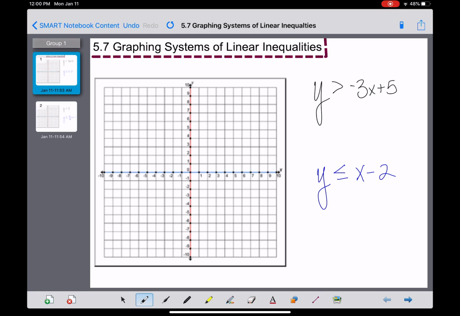I'm starting on the y-axis at 5. And then my movement is down 3, right 1, down 3, right 1. Remember, that is the same as going up 3, left 1. I do want to make sure that I am graphing a negative slope. Then we have two decisions to make. We need to decide, is this a solid or dashed line, and where we shade at.